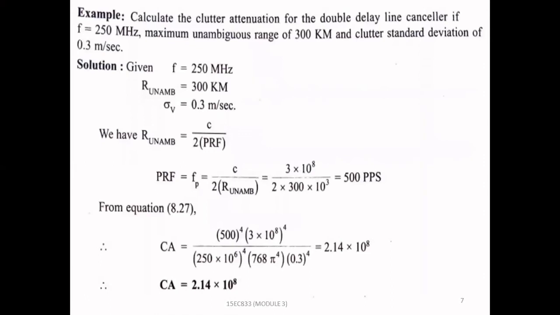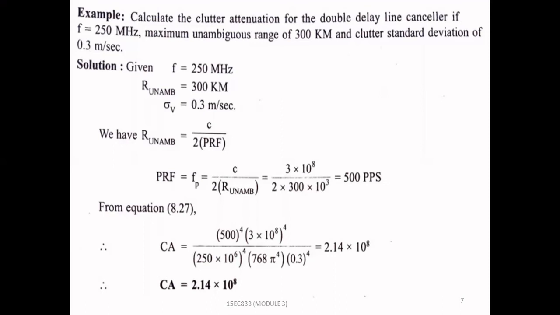Calculate the clutter attenuation for the double delay line canceller if f equal to 250 MHz, maximum unambiguous range of 300 km, and clutter standard deviation of 0.3 meters per second. Solution: given f equal to 250 MHz, unambiguous range is 300 km, sigma v is 0.3 meters per second. We have R unambiguous equal to c by 2 into PRF. PRF is equal to fp equal to c by 2 into R unambiguous equal to 3 into 10 power 8 divided by 2 into 300 into 10 power 3 equal to 500 PPS, pulses per second.